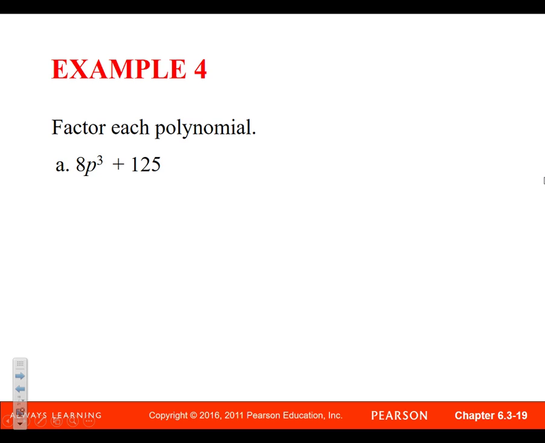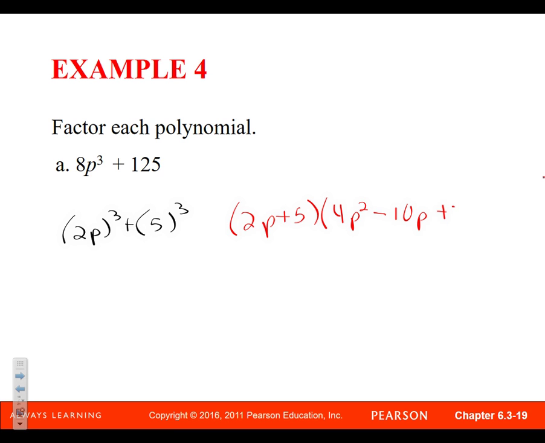Let's do it. 8p to the third plus 125. That's going to become 2p to the third plus 5 to the third. So there's my two cubes, and I can just jump straight to the formula. It should go like this: 2p plus 5, times 4p squared minus, remember it's always the opposite of that sign in the middle, 2 times 5 is 10, so that's going to be 10p plus 25.